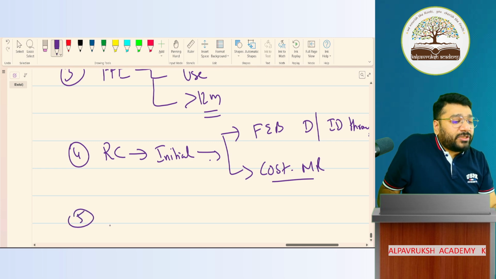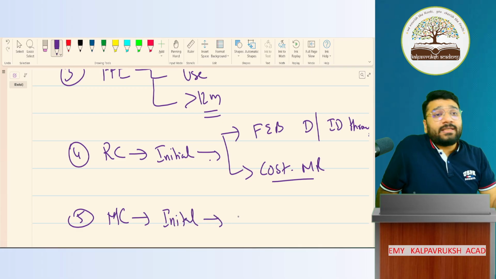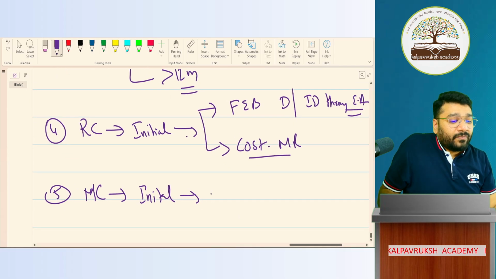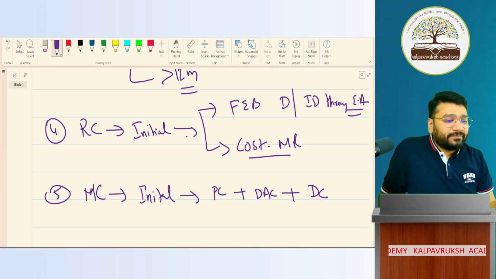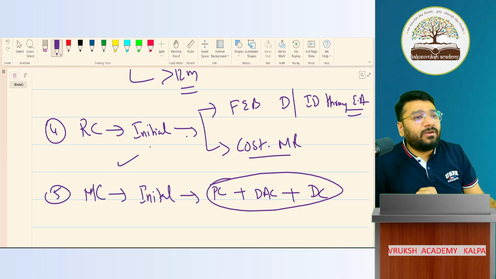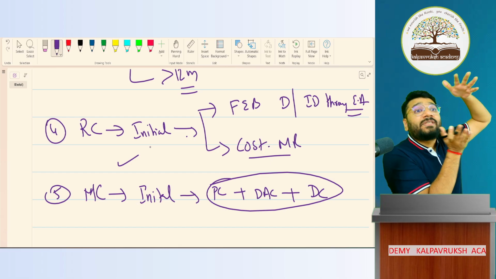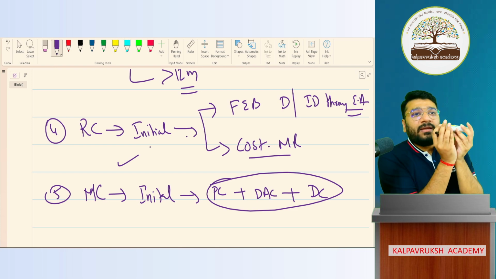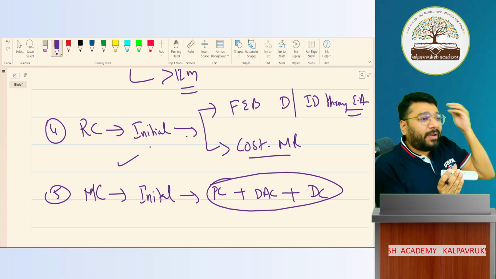Fifth, I need to check the measurement criteria. Initial measurement. What is the measurement criteria? Purchase cost plus directly attributable cost plus decommissioning or restoration cost. If you add all these, I will get the amount and I can record it in the form of a journal entry. Here this is not required, but I am just trying to put a process into your head. For an item to be called PPE, in what flow, one after the other, you have to apply your mind. That flow I'm trying to put in your head.